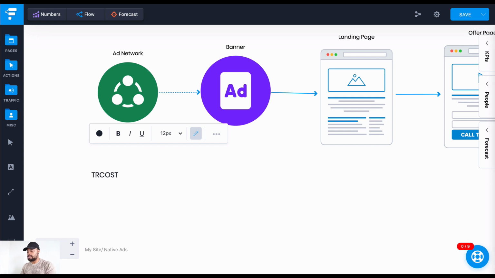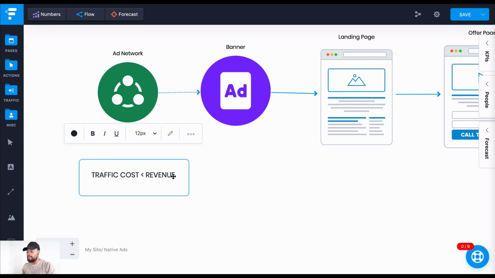So your traffic cost needs to be less than revenue, right? So what do I mean by that? For some of you that are not sure what that means, it's very simple. If I spend $100, yeah, and that then generates $200 in sales, I'm profitable. If I'm doing that every day, I'm making $100 a day in profit.